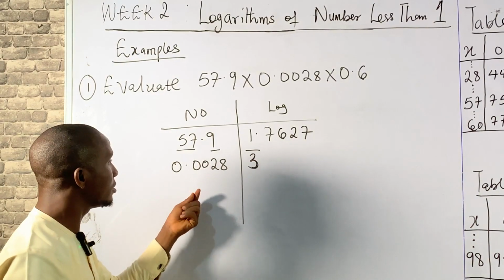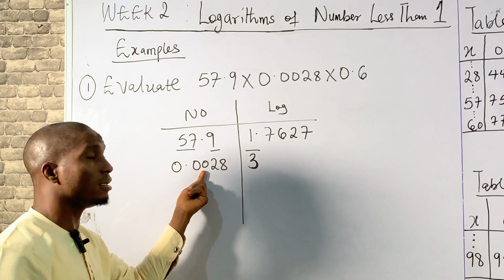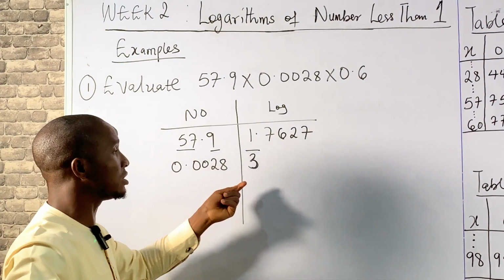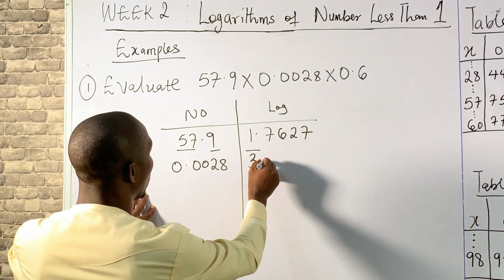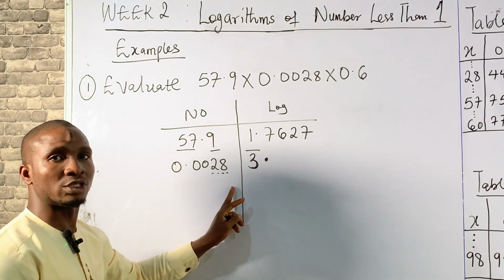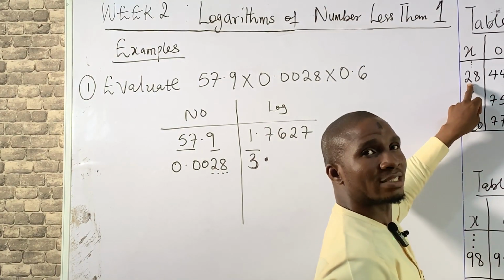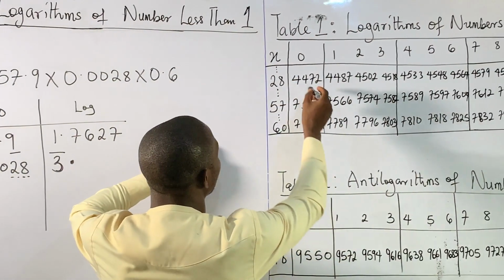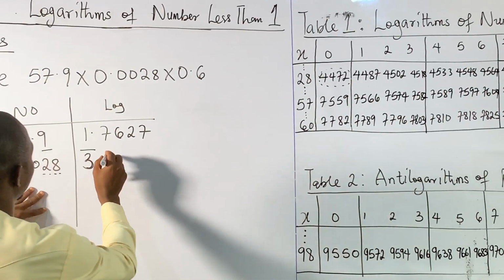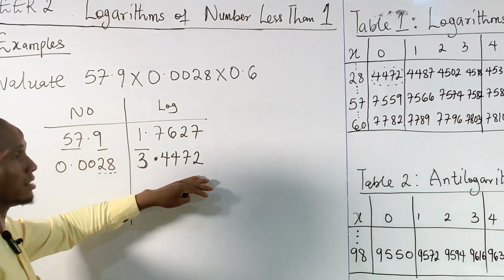I repeat, the number of zeros indicates the characteristic. So the characteristic here is minus 2, which is bar 2. By the time you remove 1 again, you're going to get bar 3. Now, point. Then we check 28 under 0 in the logarithm tables. So this is the logarithm table for 28. 28 under 0 gives 4472. So we come back here and insert 4472. That is the log.